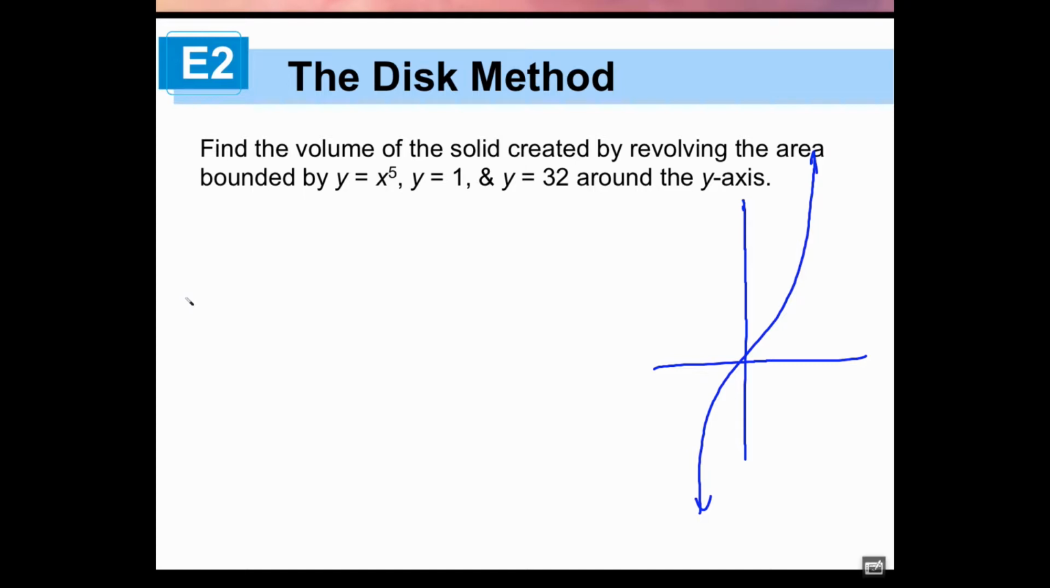What's the line y equals 1 look like? Horizontal. 1, 32. There's the region we're going to spin. When you're doing your diagrams, also show the axis of revolution by drawing the little circle there, so you can demonstrate which axis you're revolving around.